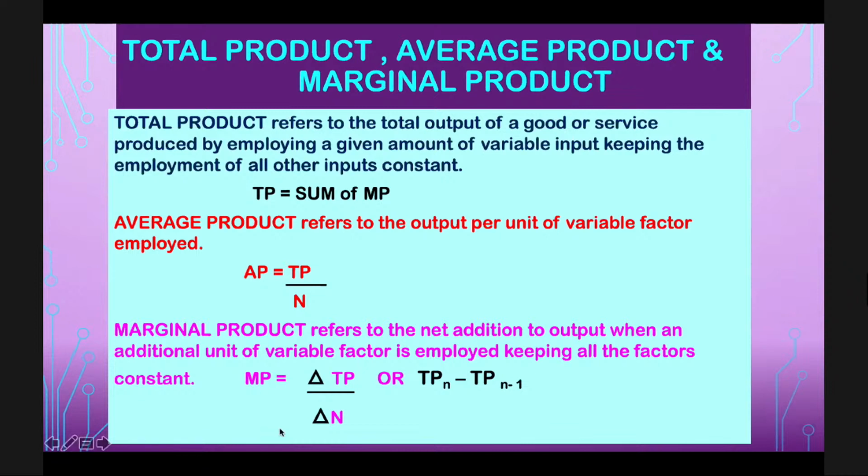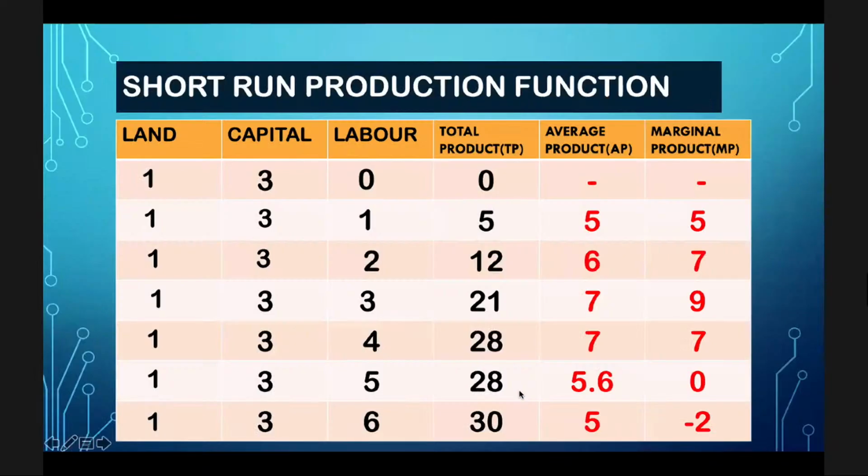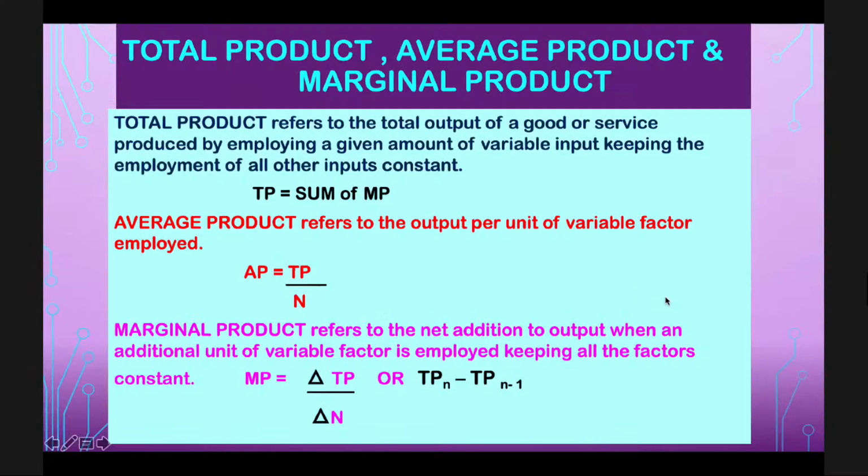Marginal product is the net addition to output when an additional unit of variable factor is employed, keeping all other factors constant. You want to obtain marginal product, you get it from TP at nth level minus TP at n minus 1 level. So if you see, if you want to get marginal product here, 12 minus 5 will give you 7. 21 minus 12 will give you 9. That's how you calculate.